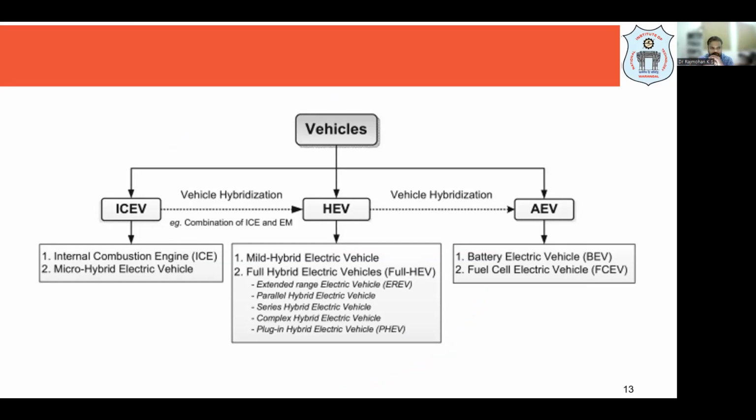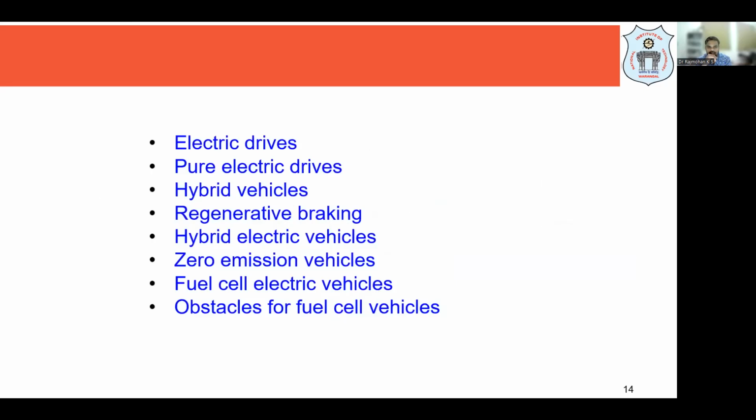When you come to IC engines, you have the internal combustion engine or micro hybrid electric vehicles. Hybrid electric vehicles include mild hybrid electric vehicles and full hybrid electric vehicles. You have different types, you can see that. And here at the end, what we are focusing on is battery electric vehicles and fuel cell electric vehicles. That's the concern of our course, right? So we are concerned more about battery electric vehicles and fuel cell electric vehicles.